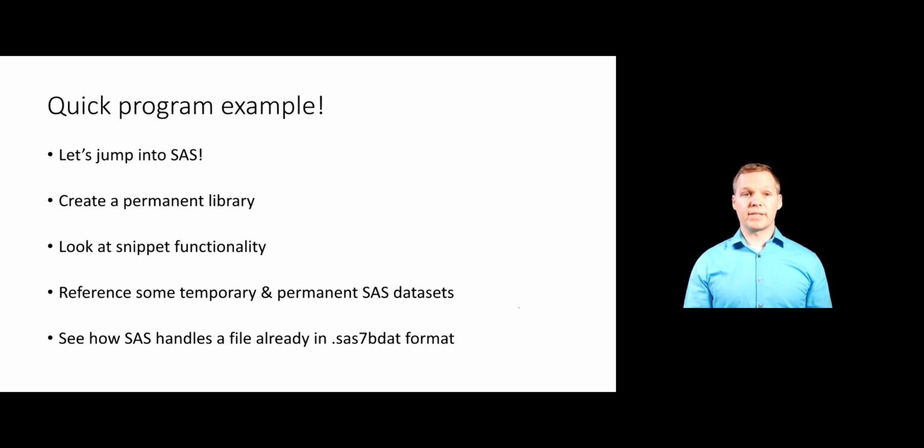All right, so let's jump into SAS. Let's create our own permanent library. We'll use the snippet functionality so that we don't need to type that out every time, because we're not going to remember that U number, but we still want to have it programmatically done. So we're going to look at the snippet functionality to save that libname statement and be able to use it again and again. And then we'll look at this idea of temporary and permanent libraries and how to access some data sets from each of those. We'll also look at a .sas7bdat file that we already have and how SAS deals with those.